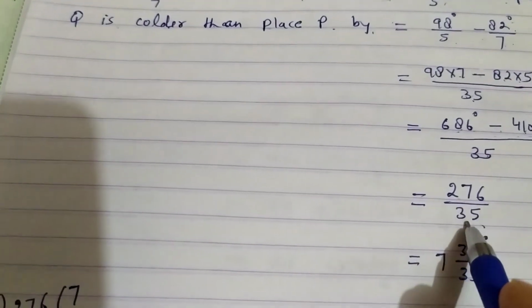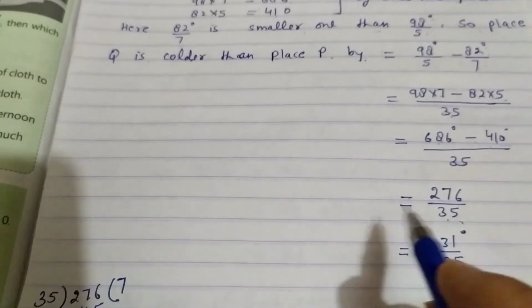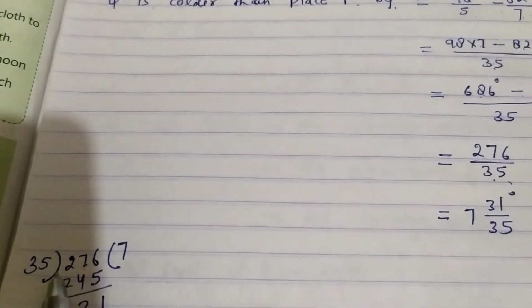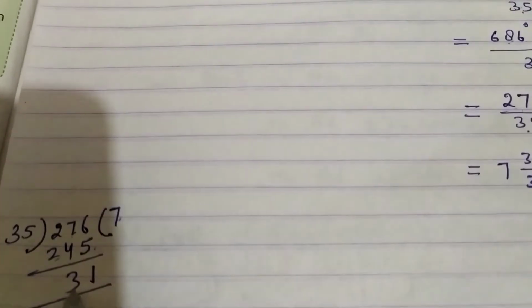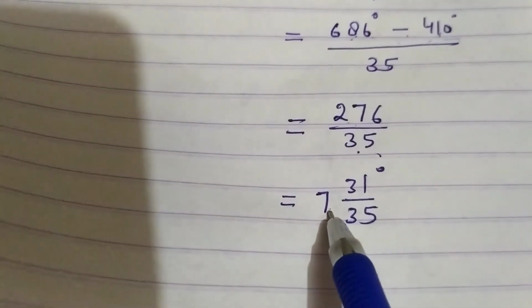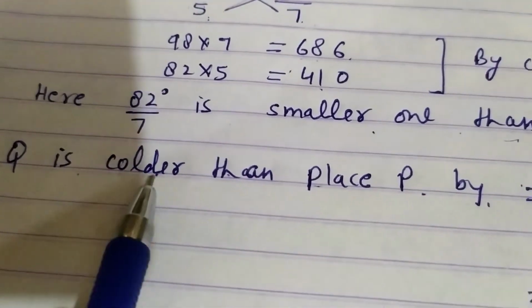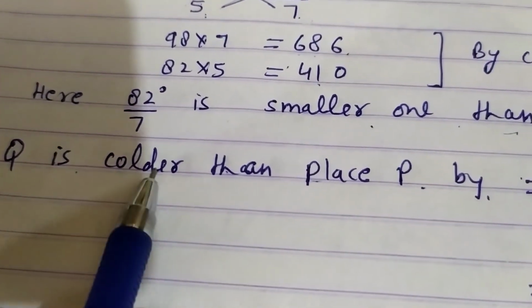Now it is again an improper fraction. So we will divide this 276 by 35. 35 sevens are 245. 31 is remainder. So it is 7 and 31 upon 35 degree. It means Q is colder. Place Q is colder than place P by 7 and 31 upon 35 degree.